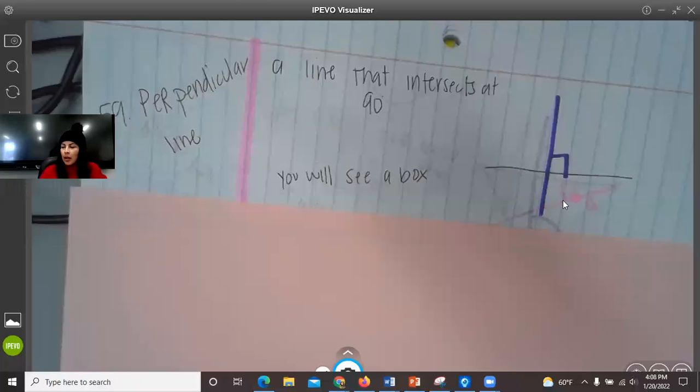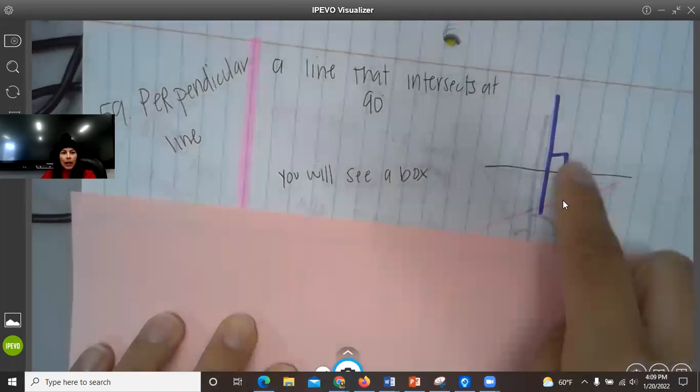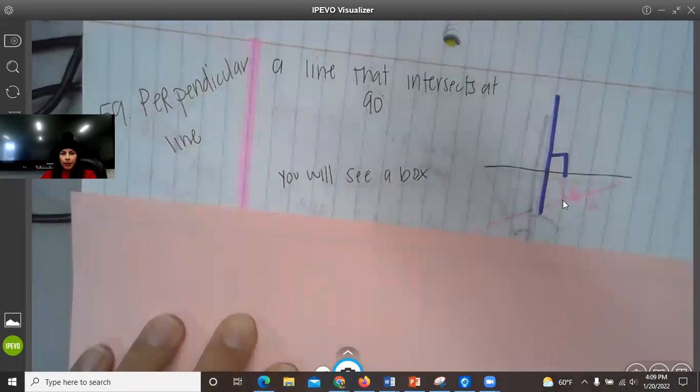All right, so this is notes starting on page 61 with word 59, and it's a perpendicular line. We've talked about perpendicular before, but now we're talking about what it looks like and what you're going to see in these different triangles. So a perpendicular line is when it intersects at 90 degrees, not just any angle, but exactly at 90 degrees. And how you're going to be able to tell it apart is that you're going to see this box, and that's how you'll know it's perpendicular.